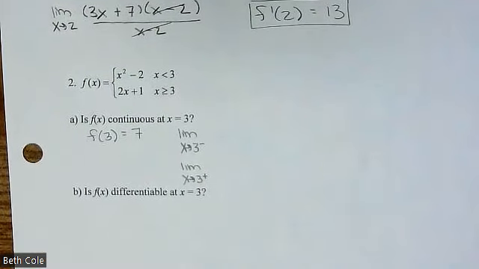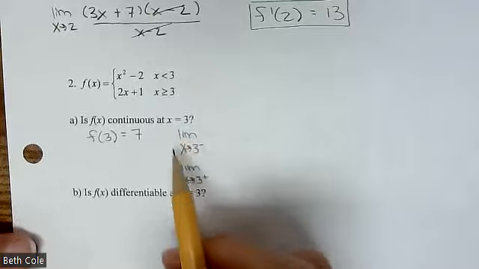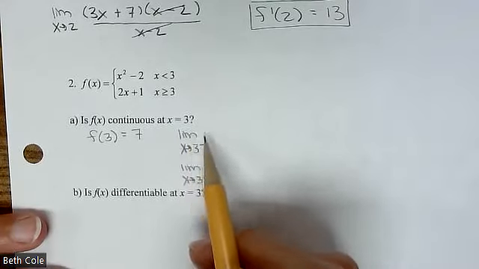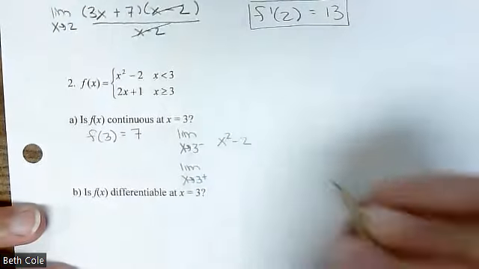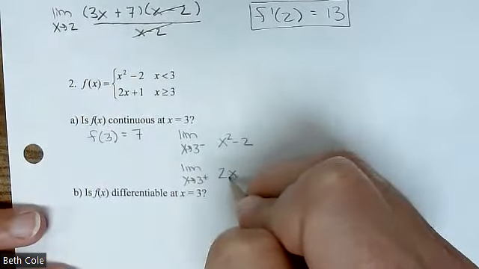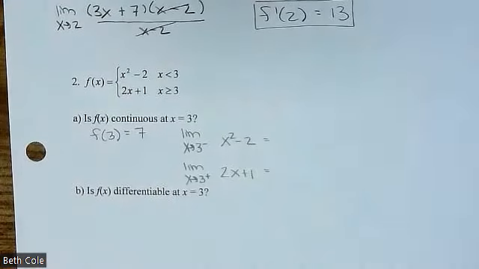Please let me not write all over everybody's test. Limit question mark, limit question mark, limit question mark. You need limits, left and right. Which piece of the function do you use for the left? First one, good. x squared minus 2. And for the second one, 2x plus 1.